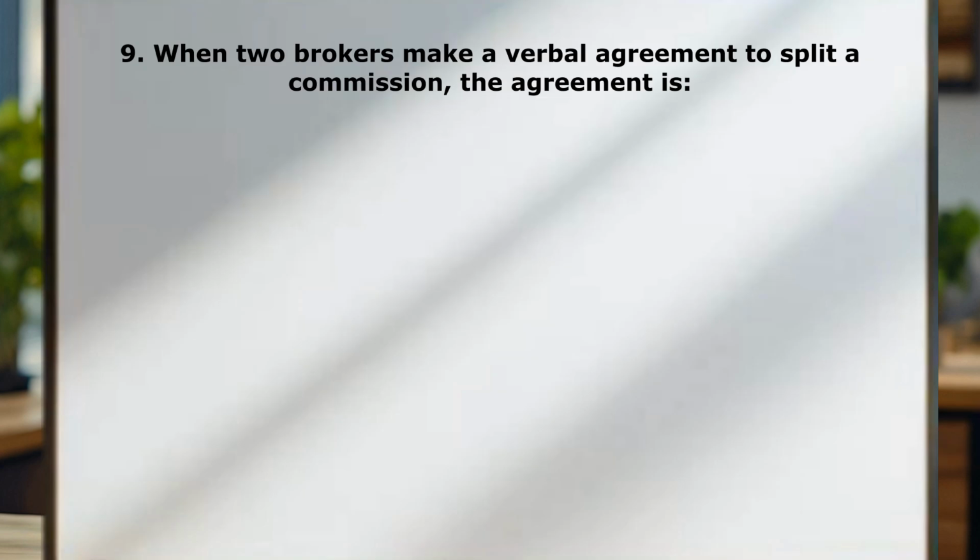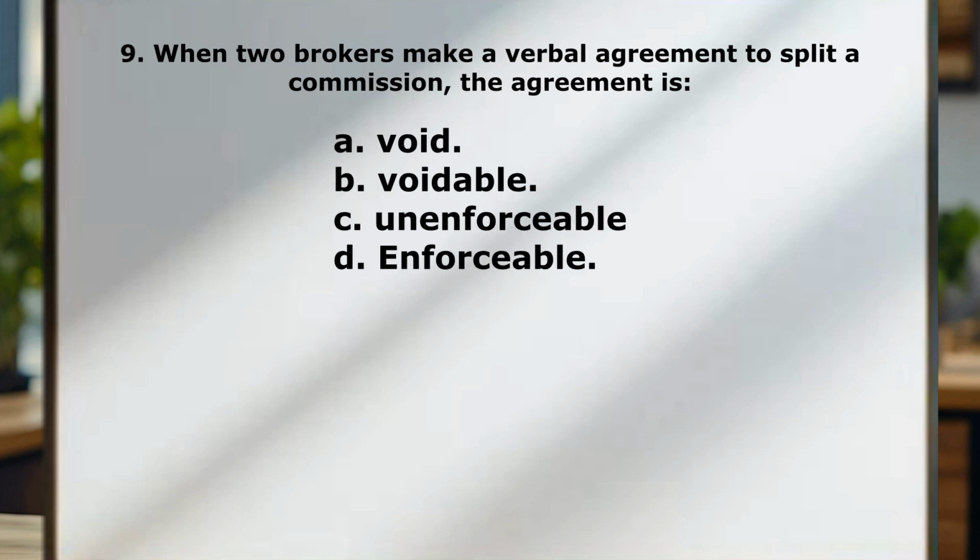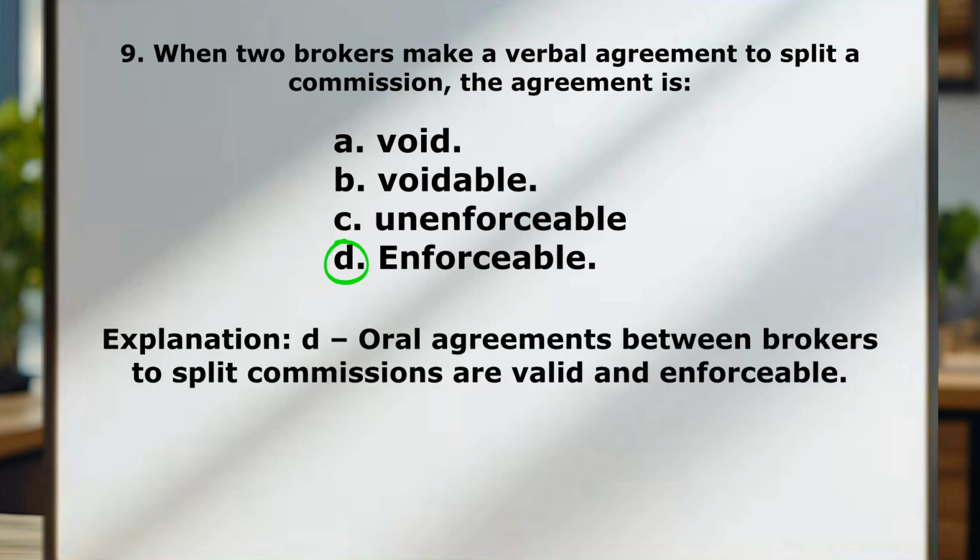Question number 9. When two brokers make a verbal agreement to split a commission, the agreement is A. Void. B. Voidable. C. Unenforceable. D. Enforceable. So you might be surprised at this one. The answer is D. Enforceable. Oral agreements between brokers to split commissions are valid and enforceable.